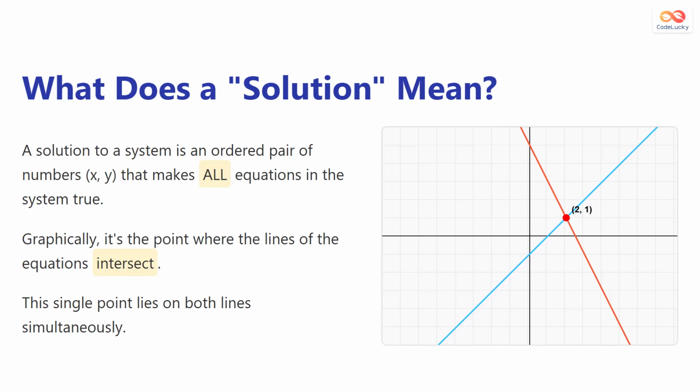So, what does it mean to solve the system? A solution is a specific pair of numbers, an x and a y, that makes every single equation in the system true. When we look at this graphically, the solution is the exact point where the lines for each equation cross or intersect.